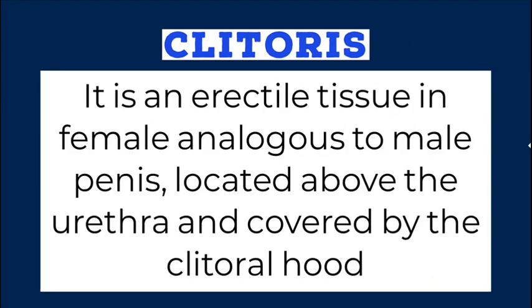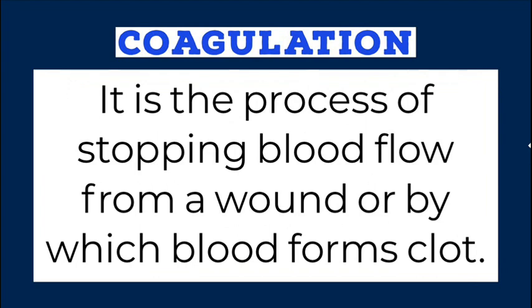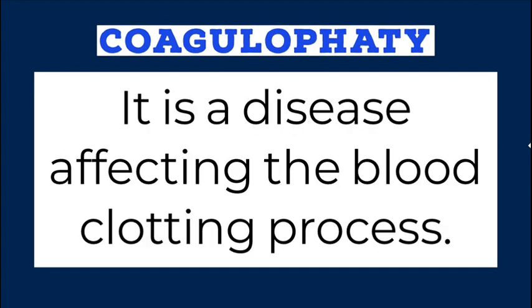Clitoris. It is an erectile tissue in females analogous to the male penis, located above the urethra and covered by the clitoral hood. Clot. It is a thick mass of coagulated liquid, such as blood. A blood clot is formed by a complex mechanism involving plasma protein, fibrinogens, platelets, and other clotting factors. Coagulation. It is the process of stopping blood flow from a wound or by which blood forms a clot. Coagulopathy. It is a disease affecting the blood clotting process.